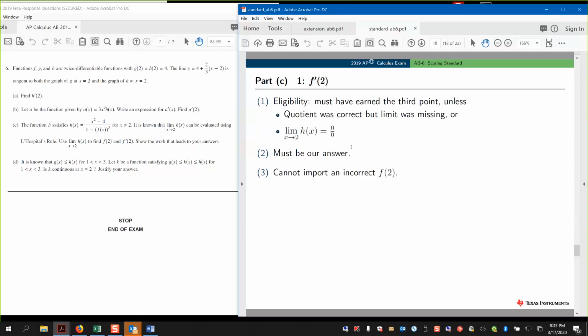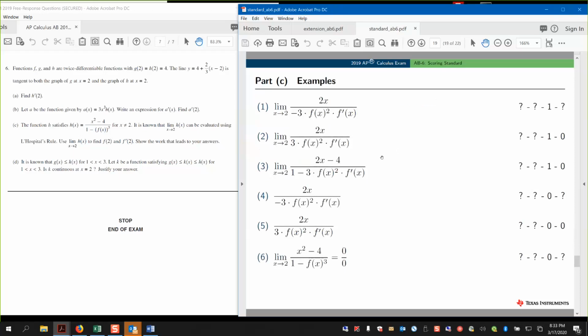And finally, the last point in part C was for the value f prime of 2. And there was an eligibility criteria here also. The student must have earned the third point, a lot to keep track of here, unless the quotient was correct, but the limit notation was missing, or the notation used was incorrect. The answer must be our answer, and they cannot import an incorrect f of 2. Yikes. Again, lots to keep track of here. All right, well, here are even more examples as we put a lot of this together, focusing on the third and the fourth points.